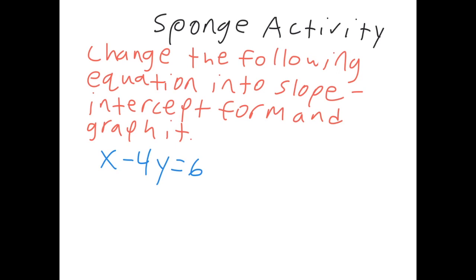So, in this sponge activity, I want you to change the following equation into slope-intercept form and graph it. So do exactly what I just did in the last two examples, just with this problem. So I'll do this for a few videos and we'll see how it goes. So do this problem to get credit for it, and if you get it right, you'll get a bonus point on the next test. Please make sure that I know that this is the sponge activity and what your answer is. Circle your answers so I can see it when you submit it to eBackpack.